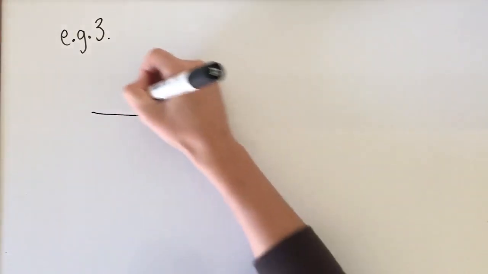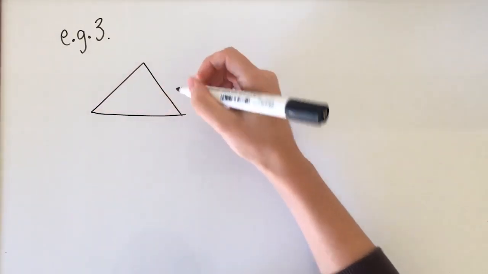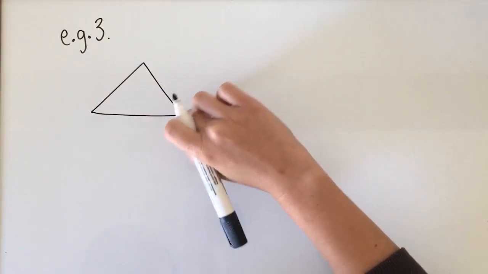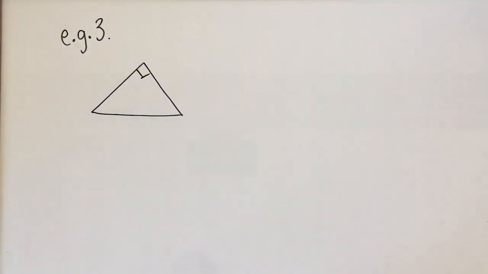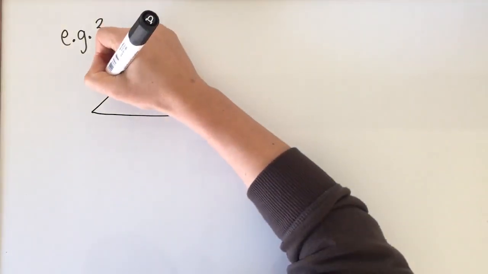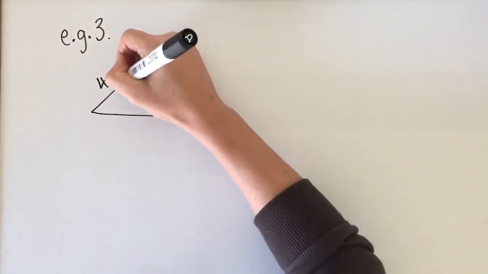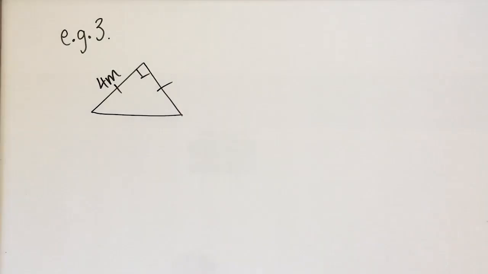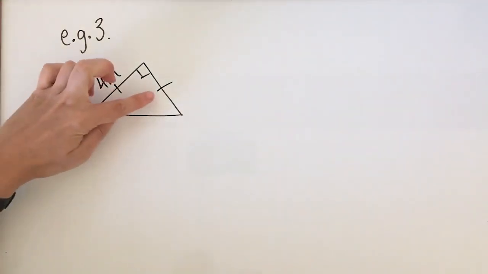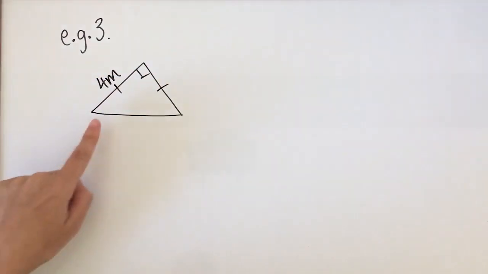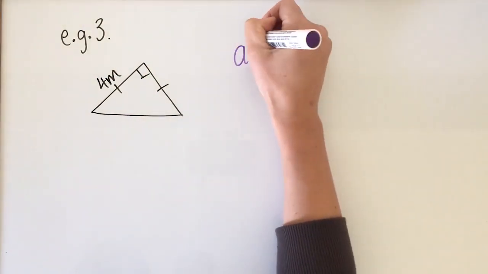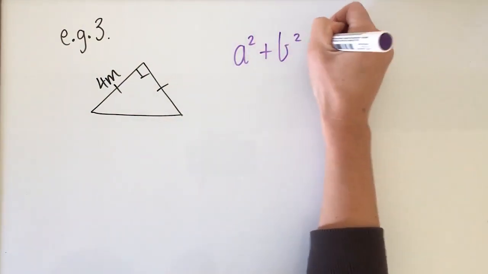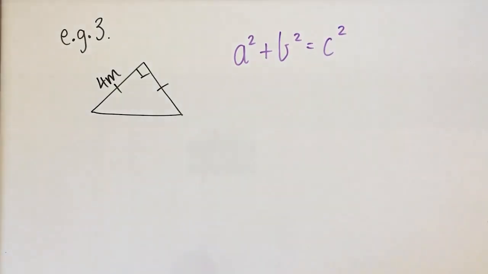Okay, so this is the last one we're going to do. Excuse the fact this is a little bit wonky, but you might find you've got a triangle that looks like this. And you might be told that this is 4 meters, and you might be given one of these, okay? These symbols mean that these two sides are the same length. So, same process as always. A squared plus B squared equals C squared. We're getting used to it now.